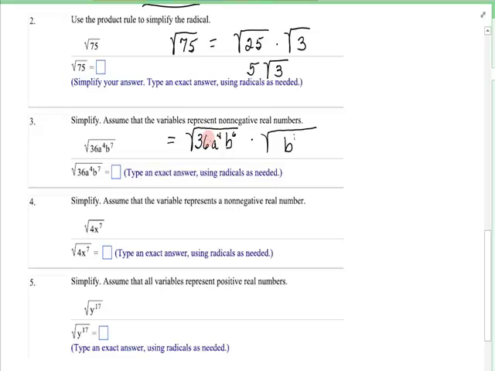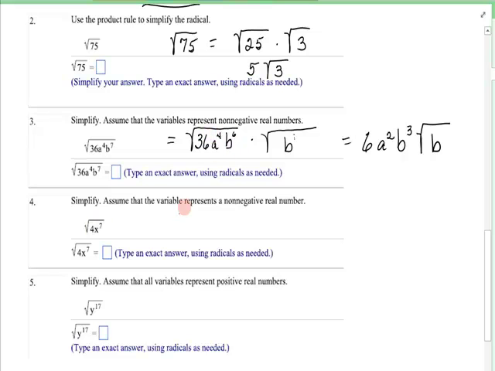Now I've got a perfect square factor. The square root of 36 is 6. The square root of a to the 4th is a to the 2nd. The square root of b to the 6th is b to the 3rd times the square root of b. This is simplifying radicals. First break it into a product, and the first radical must contain only perfect squares.